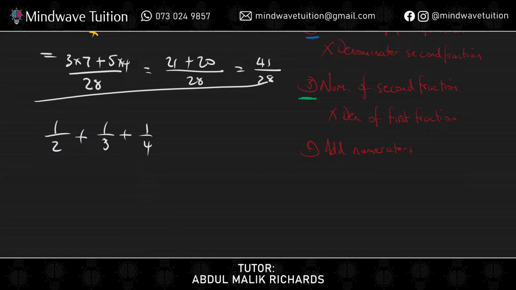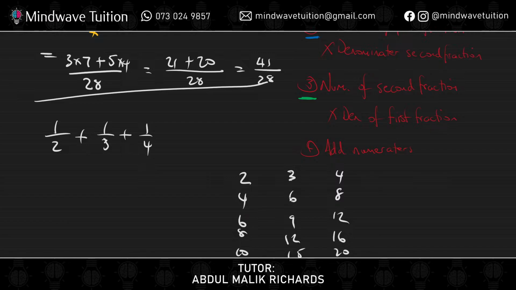So I would suggest you write down the multiples of 2, so it's going to be 2, 4, 6, 8, 10. Multiples of 3 is 3, 6, 9, 12, 15. And the multiples of 4, which is 4, 8, 12, 16, 20. And now we just find the LCD. So what's the number that appears in all 3 lists?